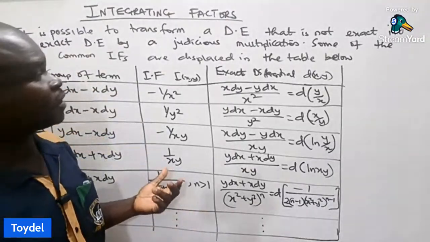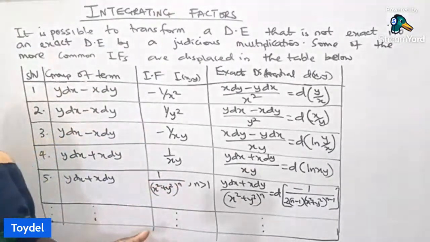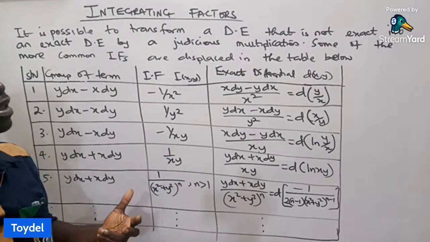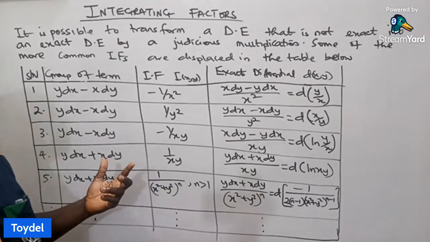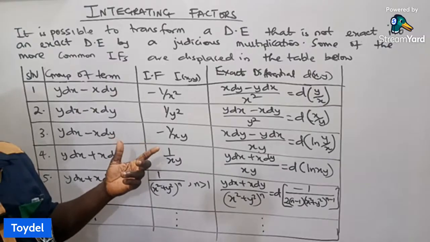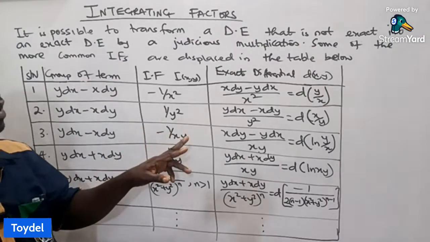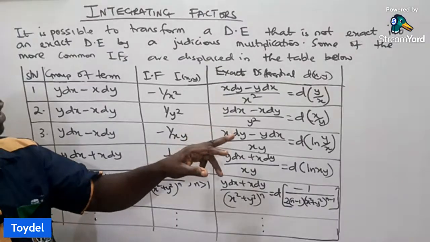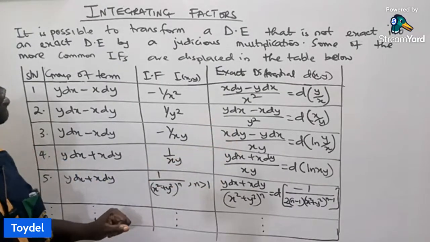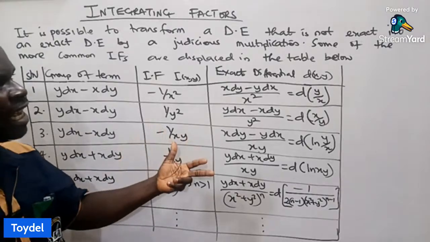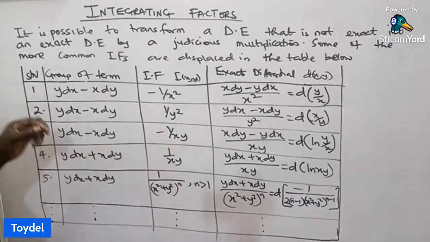Today, we want to look at integrating factors. In our last video, we talked about exact differential equations. The test for exactness simply means that when you differentiate M(x,y), what we have beside the dx, and N(x,y), what we have beside the dy, if ∂M/∂y is equal to ∂N/∂x, we say that such a differential equation is exact.